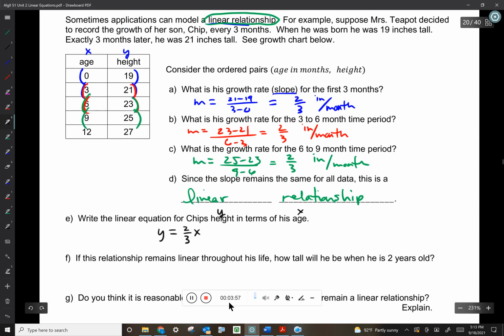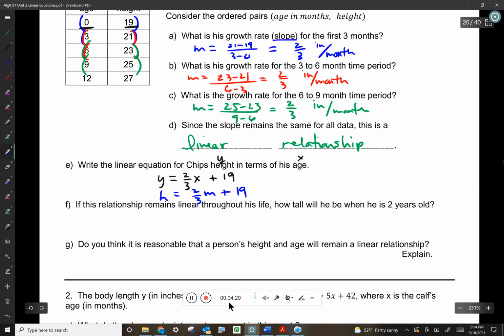Well, didn't we say that a y-intercept always has an x-coordinate of 0? So he was born at 19 inches, so it's like that's our beginning height. That's our y-intercept, so plus 19. And if I really wanted to make this be an application problem, instead of using y and x, I might have said h for height equals 2/3 m for month plus 19.